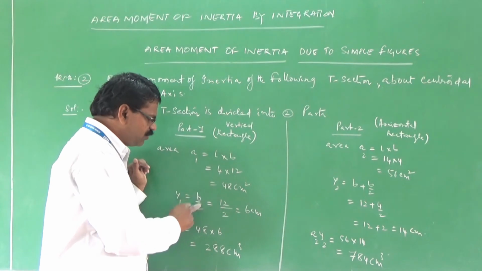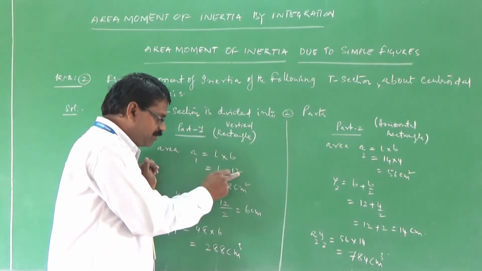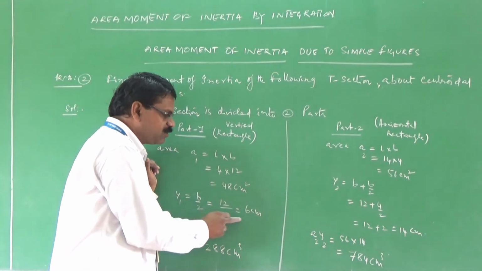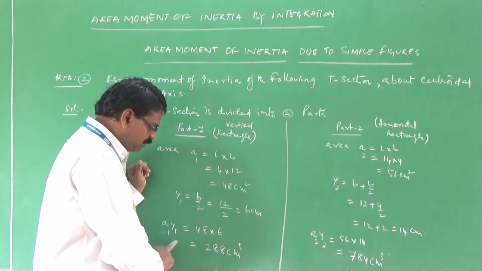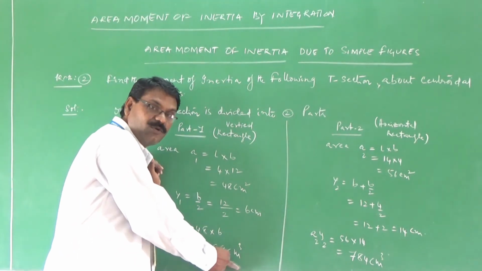Therefore, y1 is equal to b by 2, and the b we used to find the area, that b we bring here, therefore 12 by 2, that is equal to 6 centimeters, and A1 y1 is equal to 48 into 6, which is equal to 288 centimeter cube.